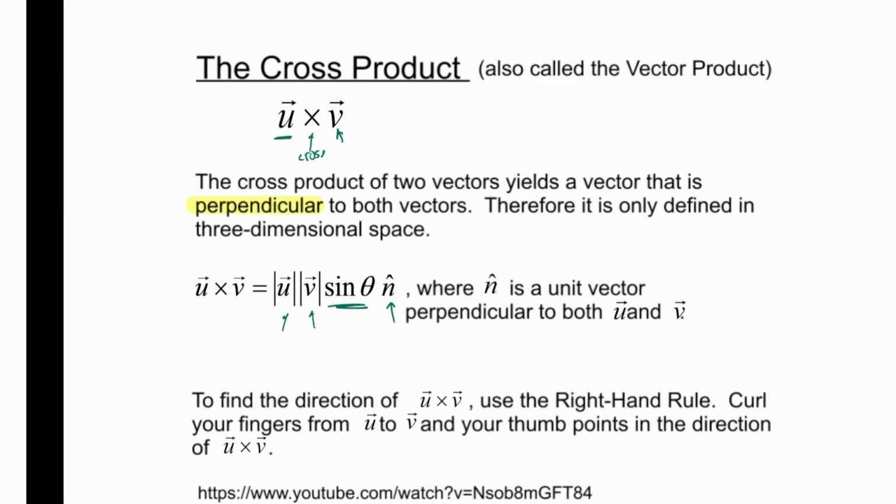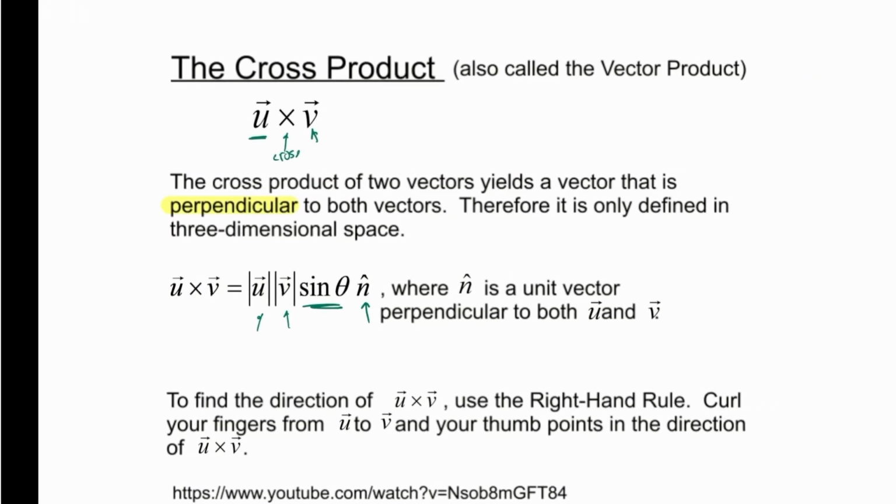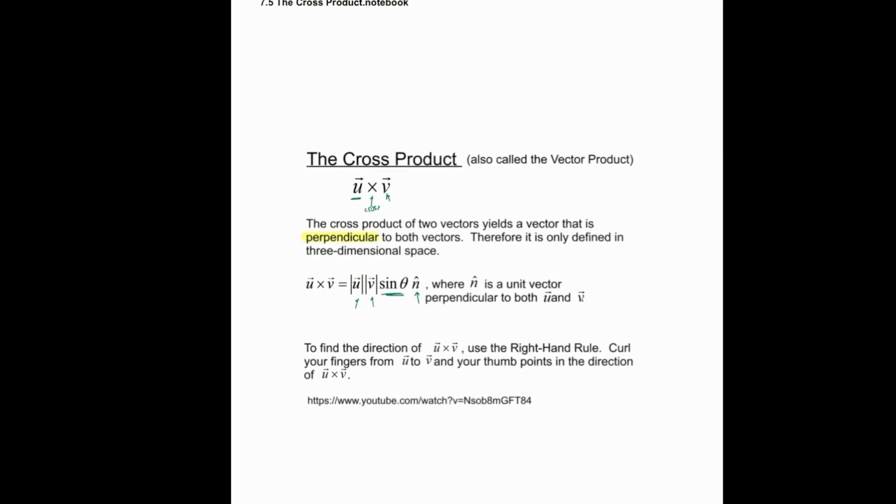And it's this little n right here. And it's a unit vector. And it's a unit vector that's perpendicular to both U and V. And if you've taken physics, you'll be familiar with the idea of a vector that's perpendicular to a surface being the normal. And that's actually what n stands for, normal. So it's a unit vector that's perpendicular to both of the other vectors, the normal vector. And it tells us what direction U cross V, the cross product, is facing.